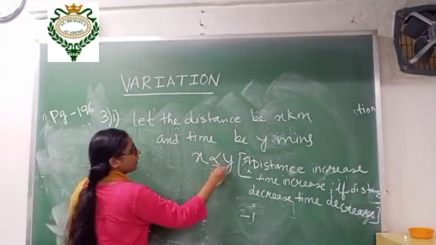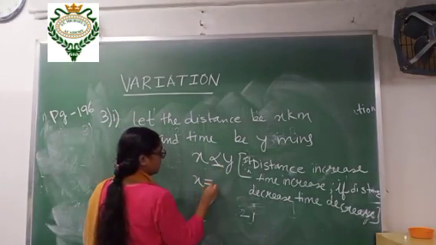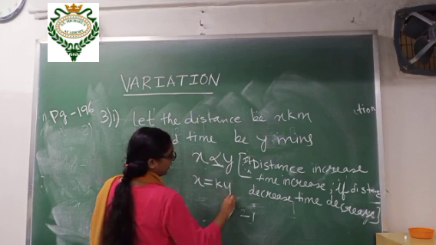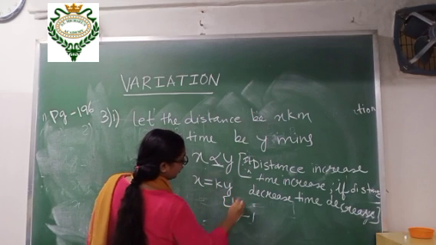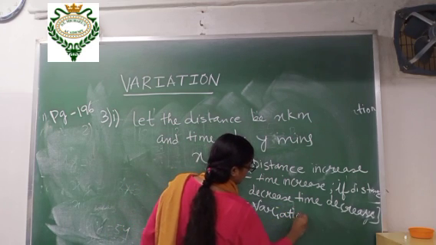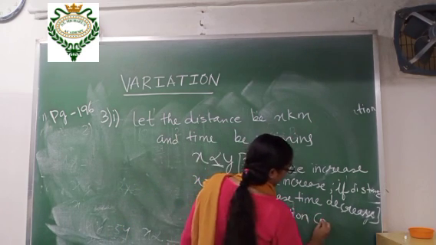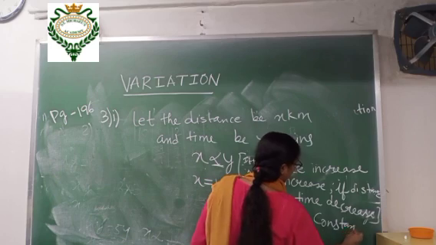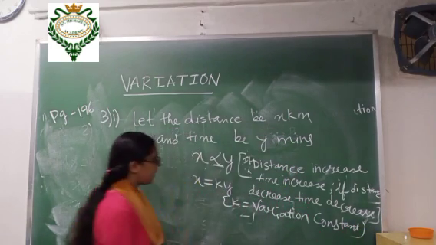Now you will remove this varies sign. You will put an equals sign and a k, x equals k y, and what is k? k equals the variation constant. Write all this in class time. Otherwise you will not get full marks in your board exam.